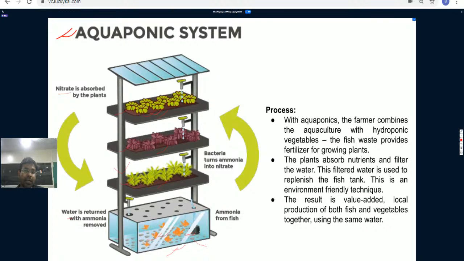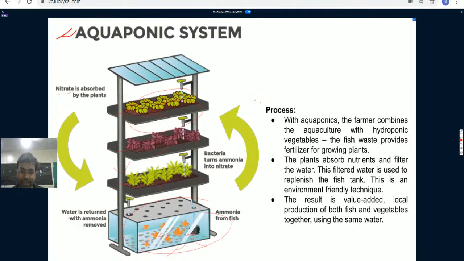Hydroponics means here we are not using soil, but we are growing plants. Here aquaculture is being done in a closed system. It is a man-made system, so it is a freshwater aquaculture system. So this is known as aquaponics.